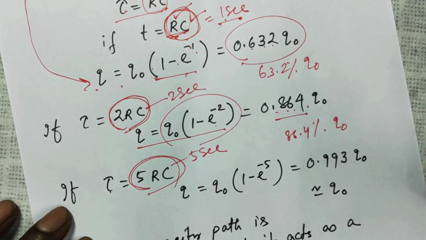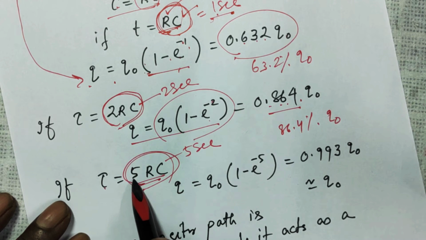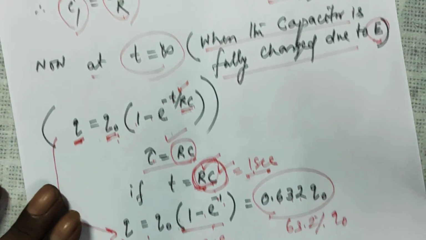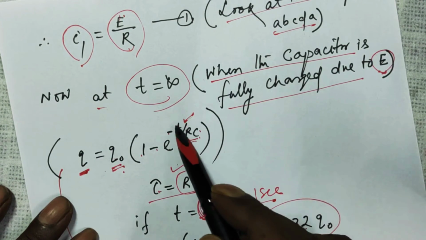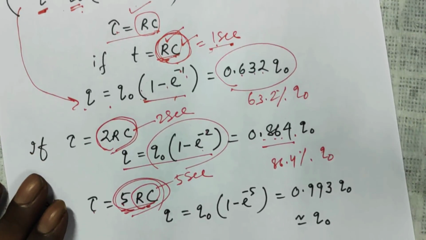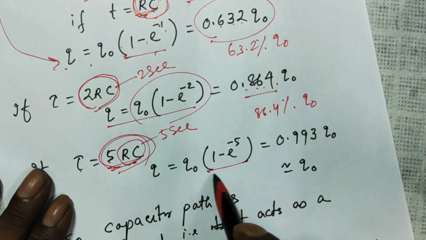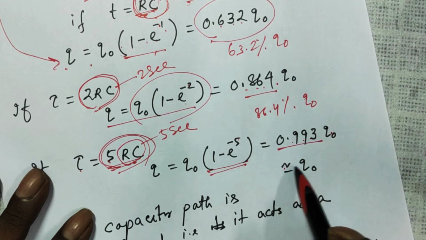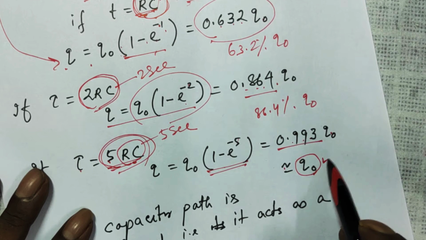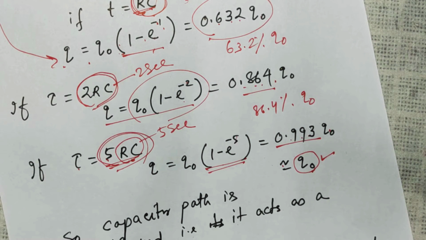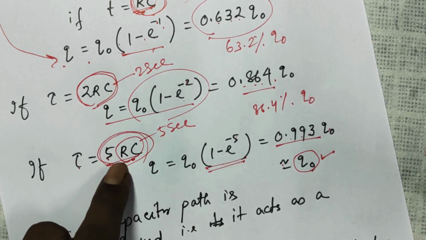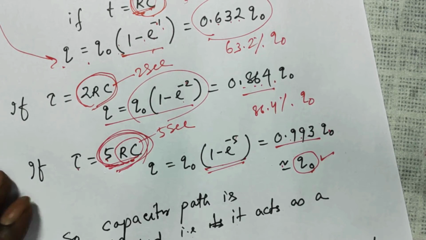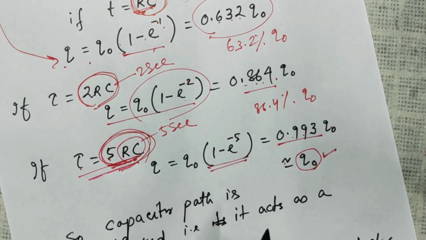Now, if the same capacitor is charged for this much time, 5 times the time constant, then you put here t is equal to 5 RC, RC cancels, e to the power minus 5. So this when put in a calculator comes out to be 0.993 times Q naught. That is nearly Q naught, nearly 100% of Q naught. It means if you allow the capacitor to get charged for 5 times RC, then it is fully charged.